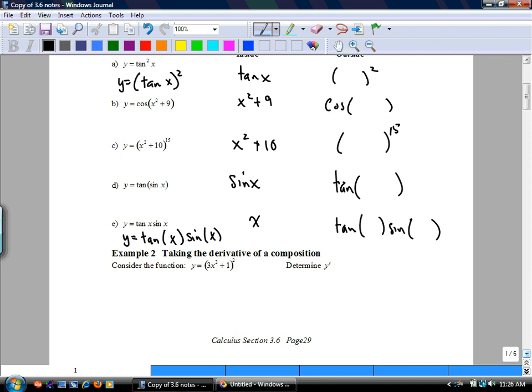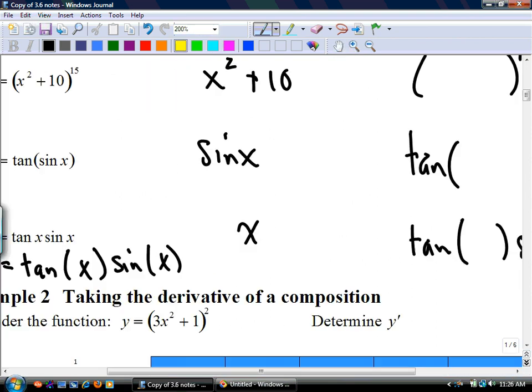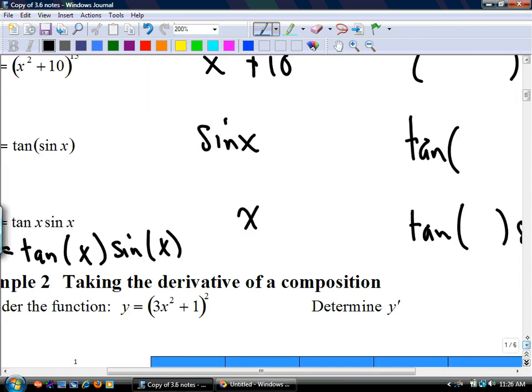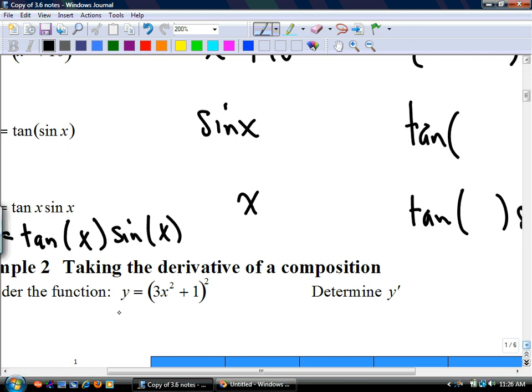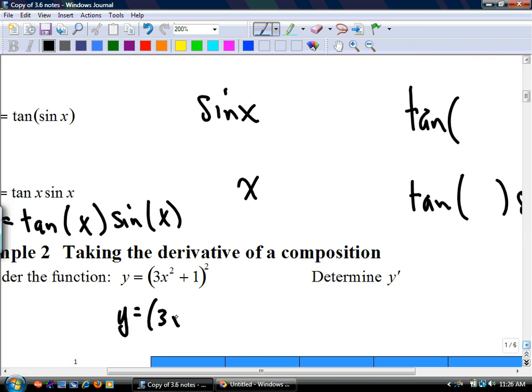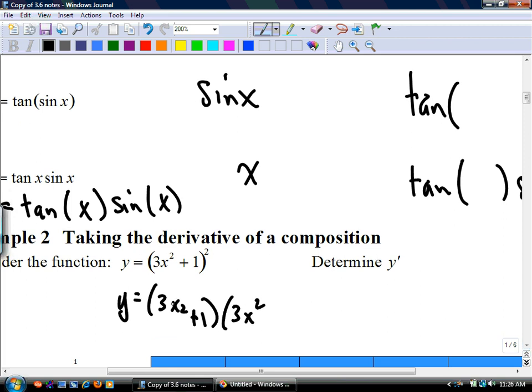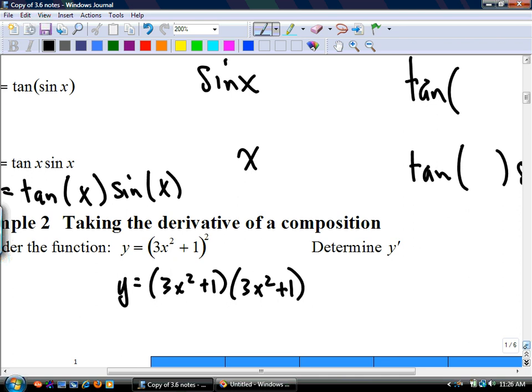The first way that I would suggest you do this is to change how the function looks. Get all Math 12 and 11 on it and say, the power of 2 means (3x squared plus 1) times (3x squared plus 1), right? So then you could get all product rule on it.